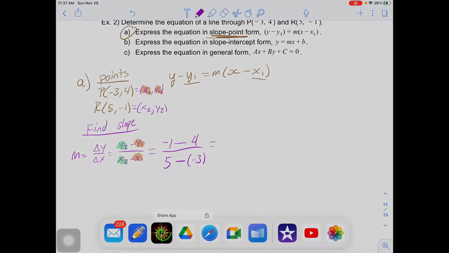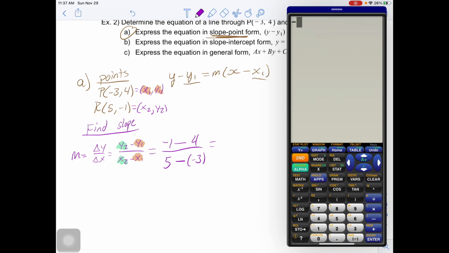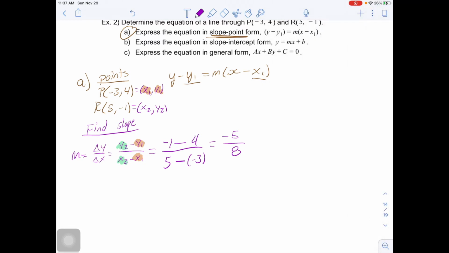And this is where it's probably a good idea to use your calculator. So -1 minus 4. That gives me -5 over, and then I'm going to do 5 minus brackets -3. That gives me 8. So here I have a slope of -5 over 8, and this equals m. So from here, I have enough points, and recognize that I've already actually stated which one's my x1 and which one's my y1. So I guess we'll just use this point. Again, are you able to use this point? You absolutely are.